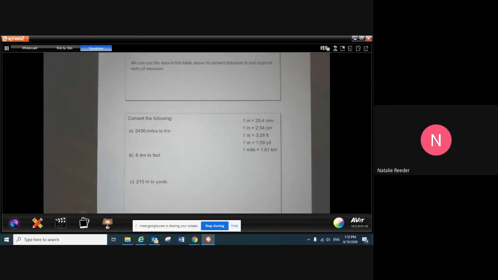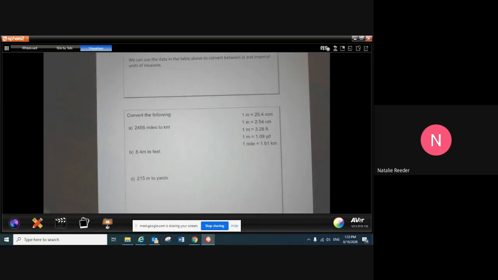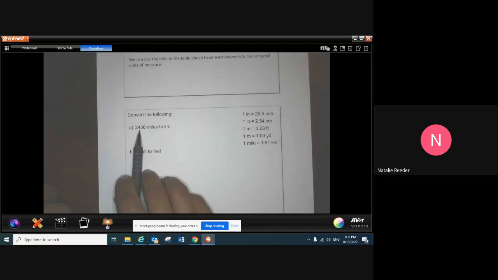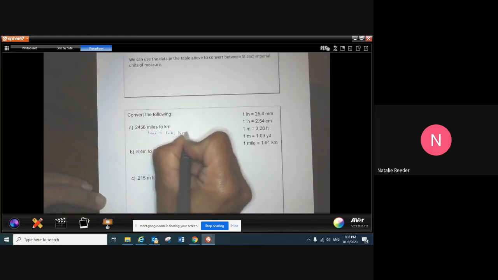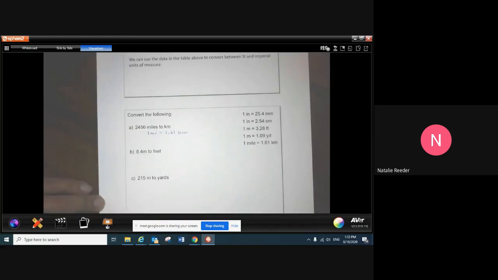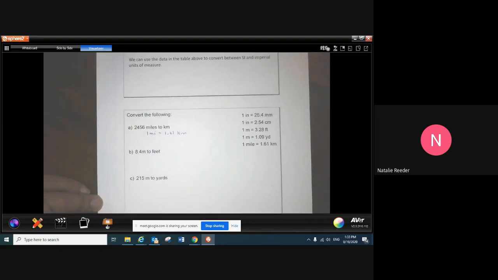To convert, as always, we are going to set up a proportion, and then you're going to solve that proportion. This first one says we have 2,456 miles that we want to convert to kilometers. When you look at your conversion factors, you need to find the one that is miles and kilometers. That's the last one here. So we've got 1 mile is equal to 1.61 kilometers. Always start by writing out your conversion factor because that's the start of your proportion.